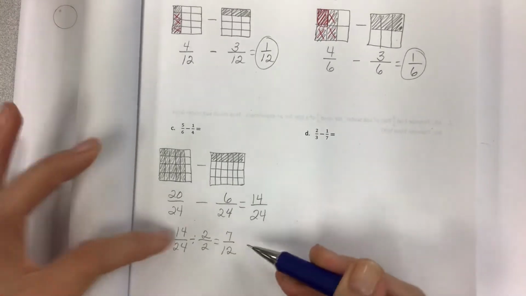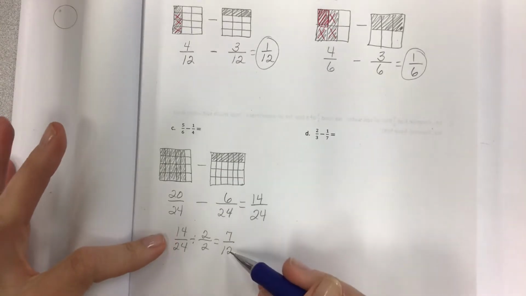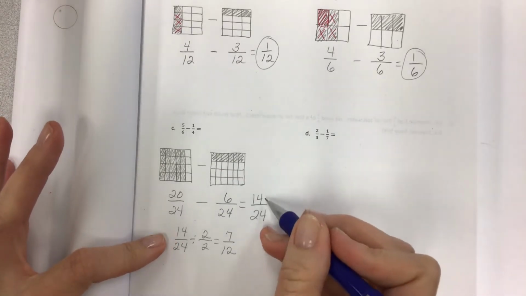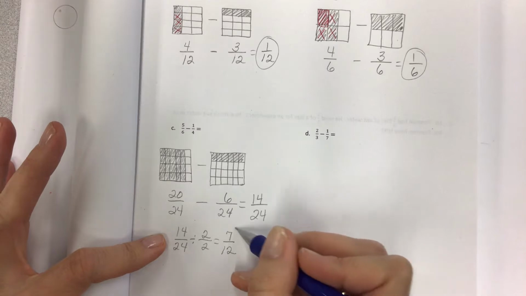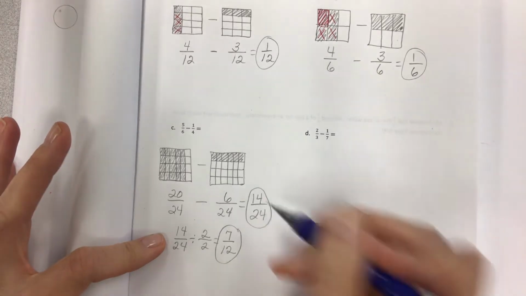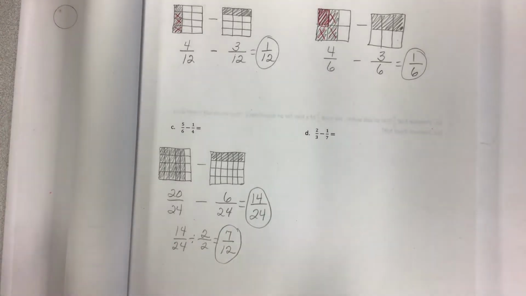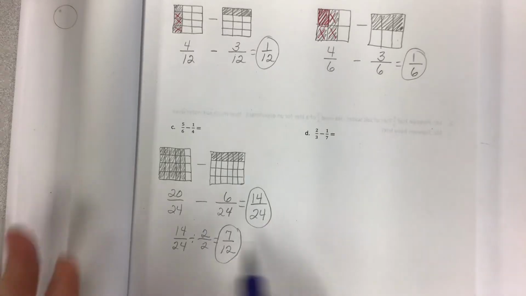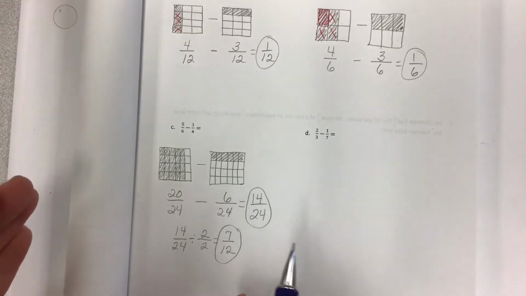and simplify the number of parts, and this is still equivalent. 7/12 is equivalent to 14 24ths. I have not changed my answer at all. It just has fewer parts, okay?